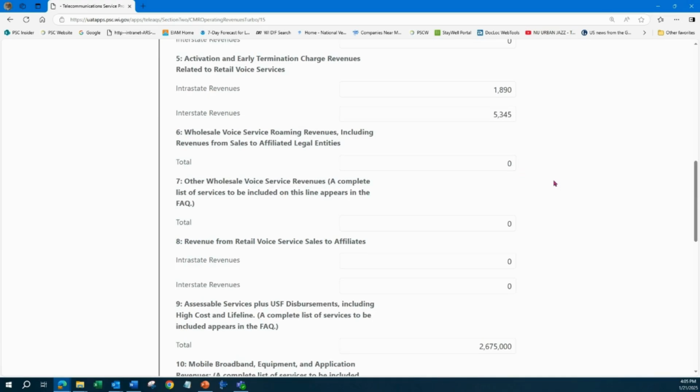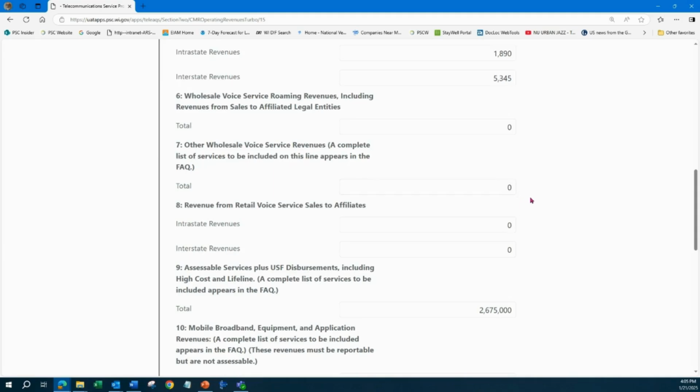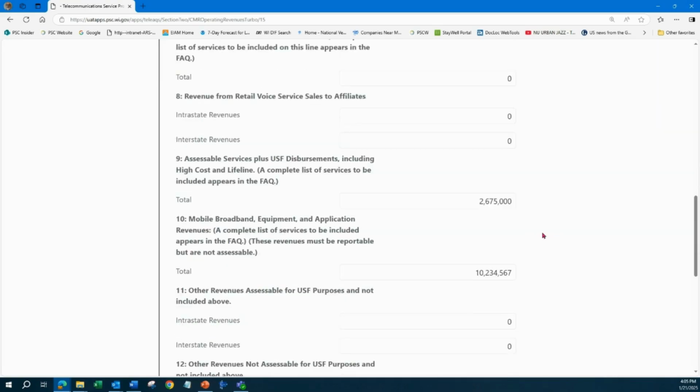If you're charging wholesale voice revenues or wholesale voice roaming charges, then you would enter an amount here. It doesn't have to be separated because this is not accessible for USF. And in this case, I'm assuming that the all-purpose test utility has no affiliates. We also have no wholesale or MVNO customers at this time. And again, no affiliates. Okay.